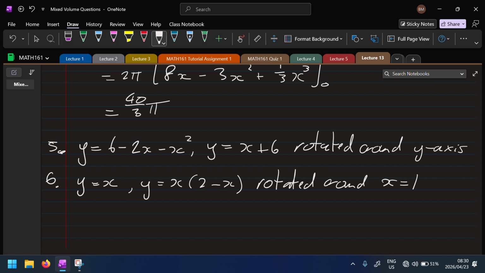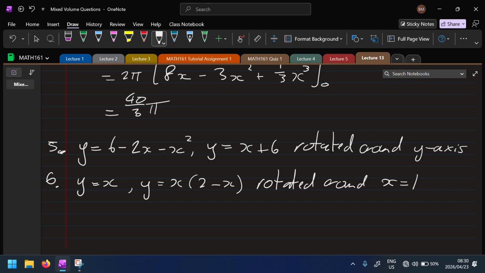Next Monday is a holiday, so we won't have the quiz. We will have it the following week, and that quiz will be on this last bit of volumes that we did for this week and the moment of inertia from next week. So it will be 1 volume question, 5 marks, and 1 moment of inertia question, 5 marks.